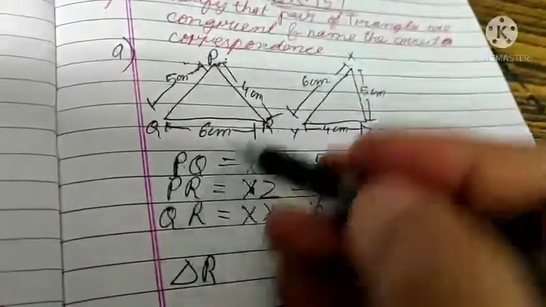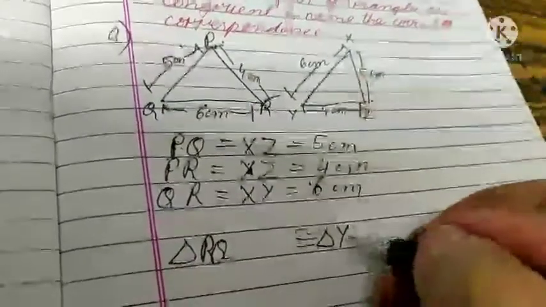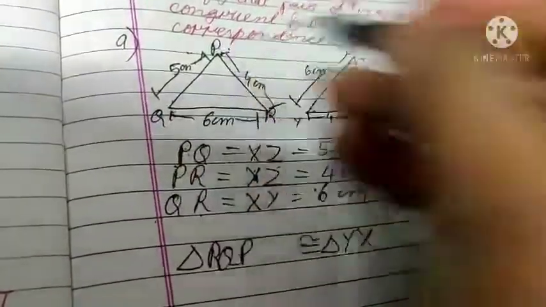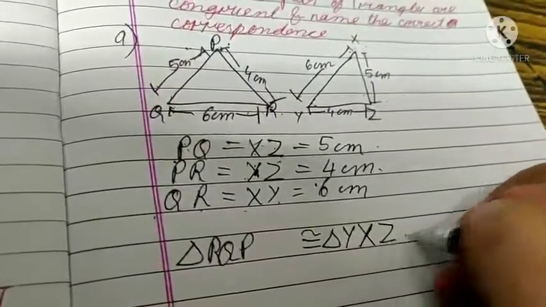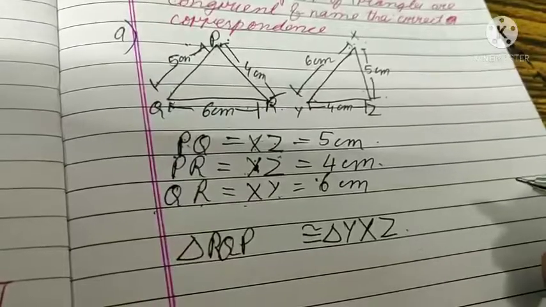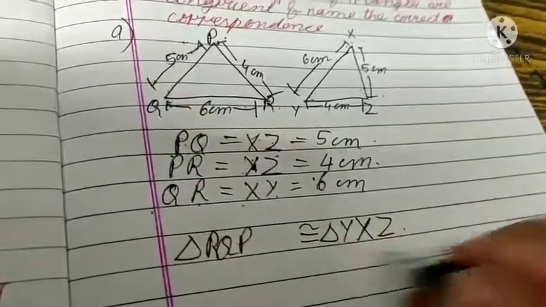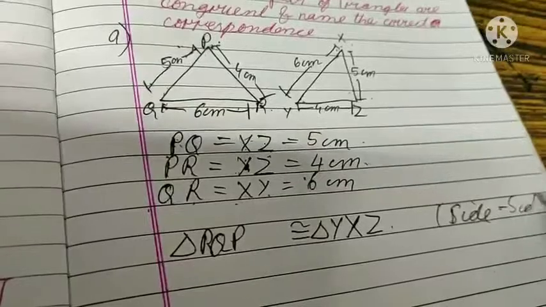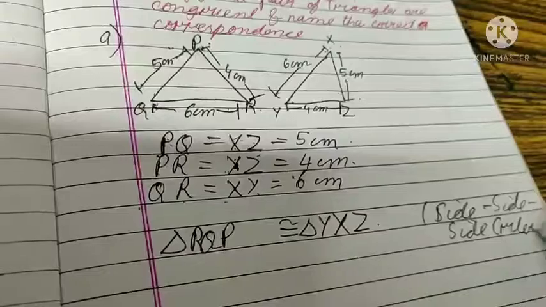Then PR. In front of PR is Q. In front of YZ is X. In front of QR is P. In front of XY is Z. Okay? So these two triangles are congruent in this order by side criteria.